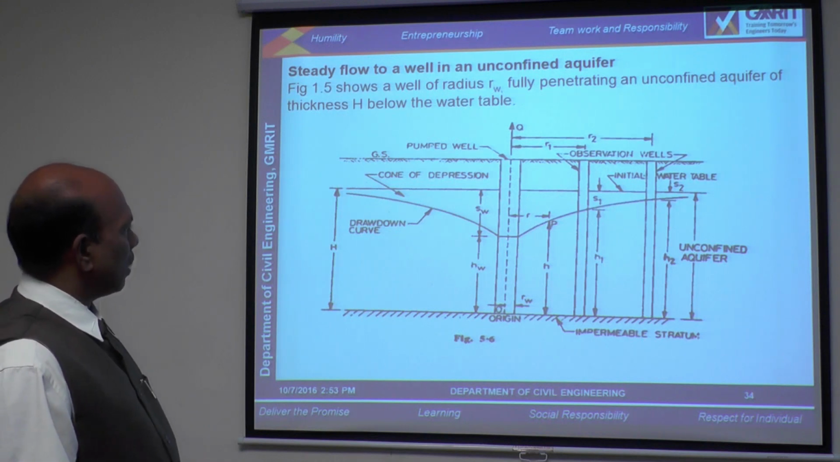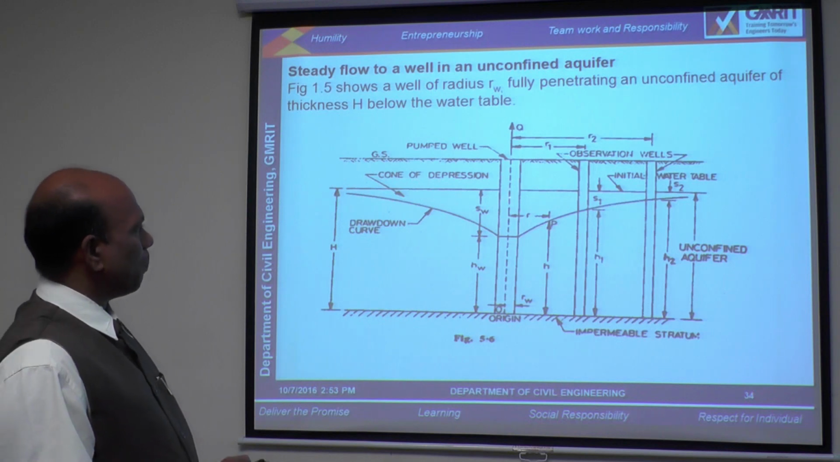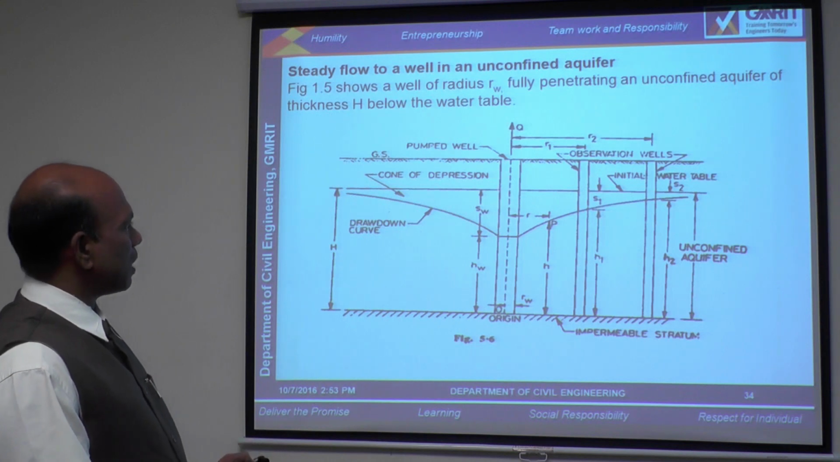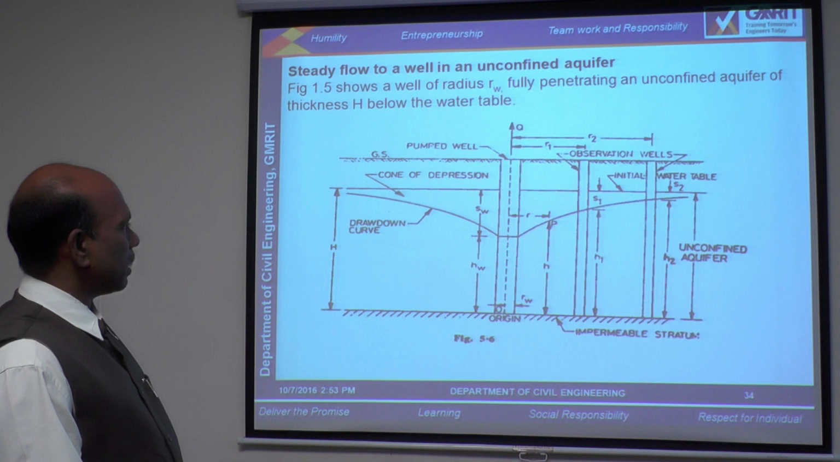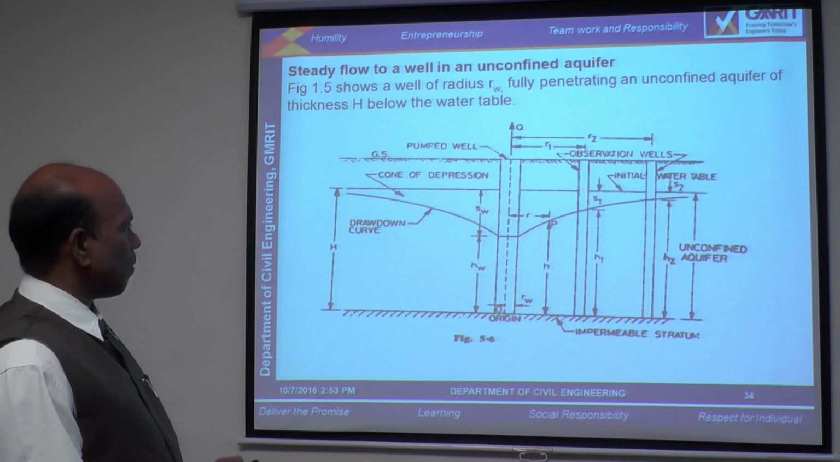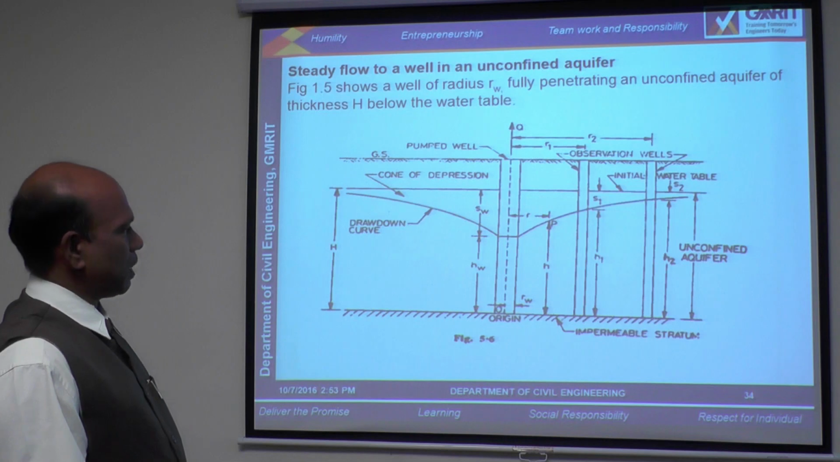This is the well. The water is pumped from this well at a constant rate Q. Initially this is the horizontal water table level, then the water table falls from this level to this level. This is known as drawdown. In the main well, the drawdown is denoted by Sw, and the water level available in the main well is Hw. Initially the water level is capital H, and now the water level in the main well is Hw.